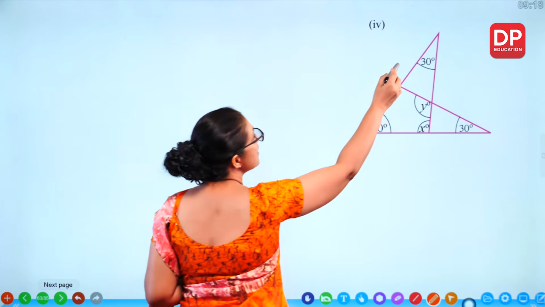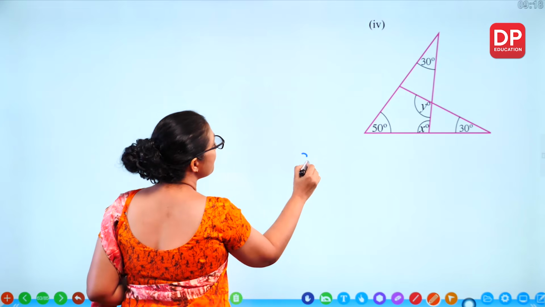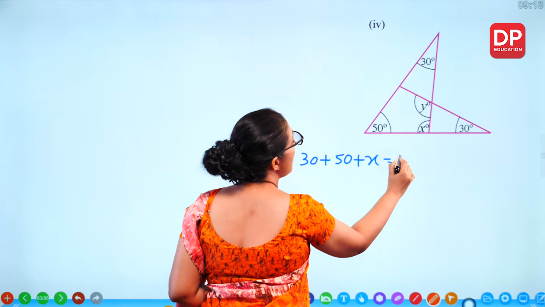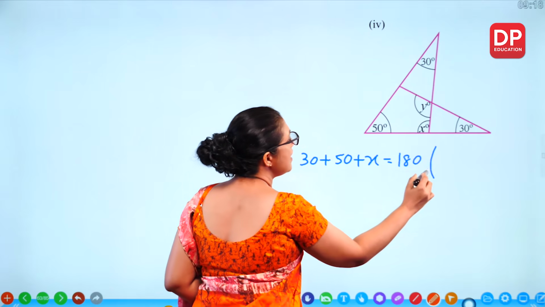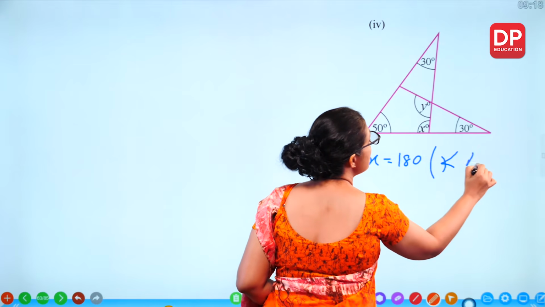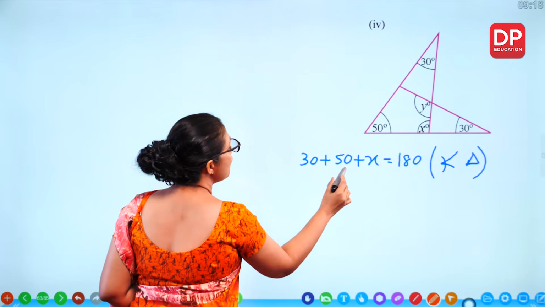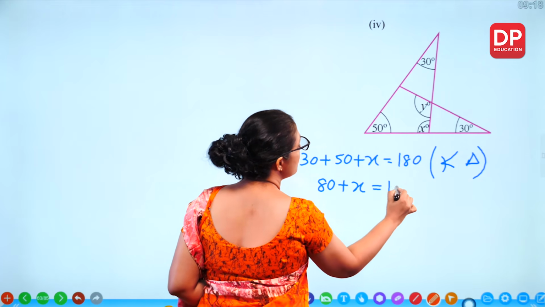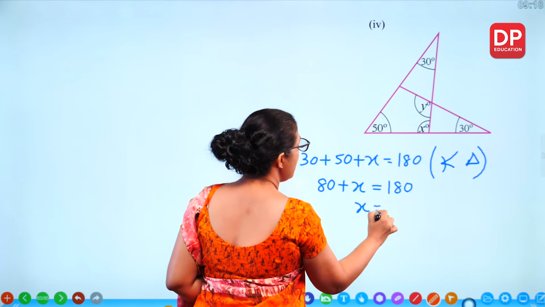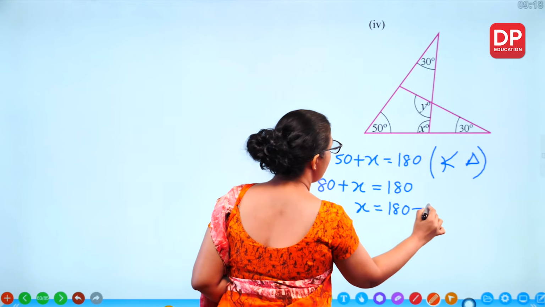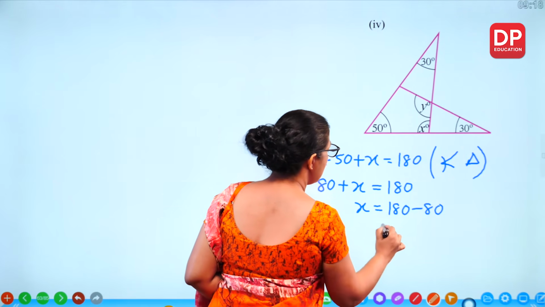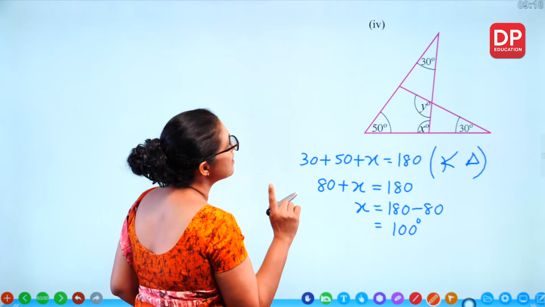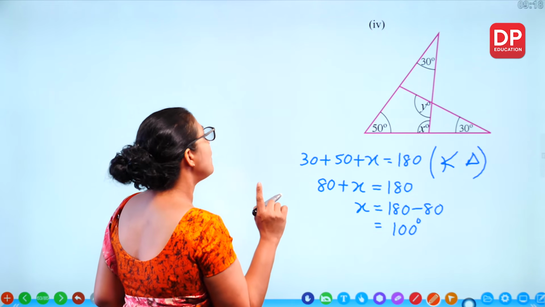So when you take the triangle, 30 plus 50 plus x is 180. Sum of angles in a triangle. 50 plus 30, 80. And when you subtract 80 from 180, you get 100 degrees. That's x. How can we find out the y value?